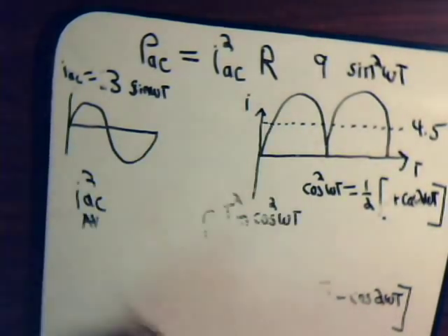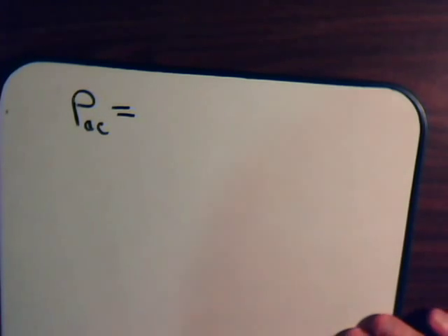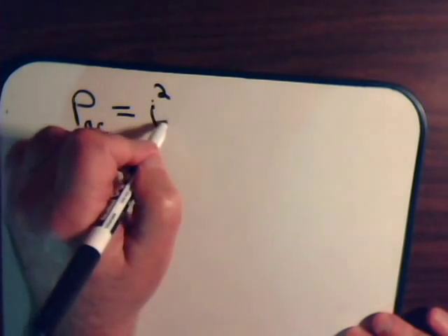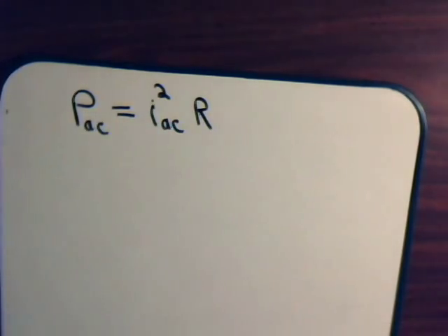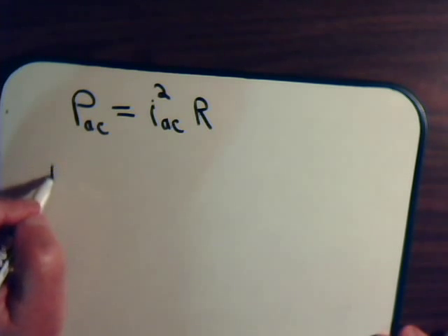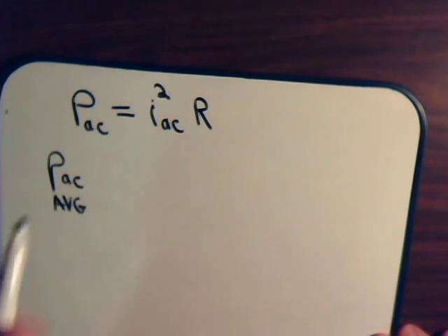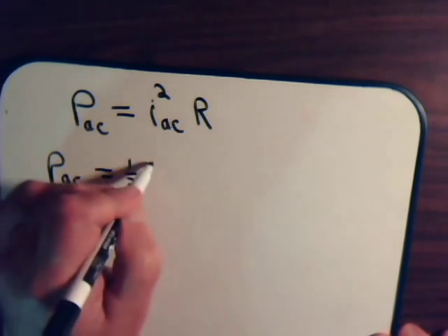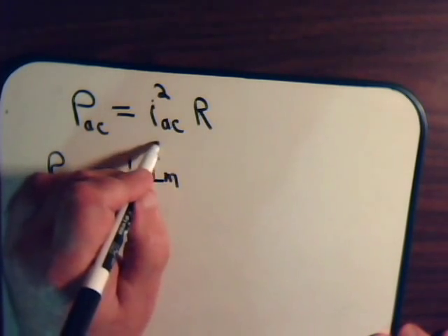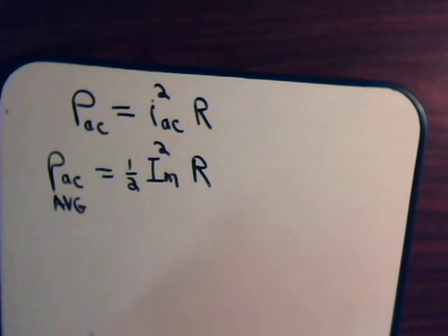Well, now, let's talk about the average power. So, we're saying that the power from an alternating current source is that source squared times the resistance, or the average power would be the average value of this, and we just determined that it is 1/2 the maximum value of that alternating current squared times R. So that would be the average power being delivered to our circuit.